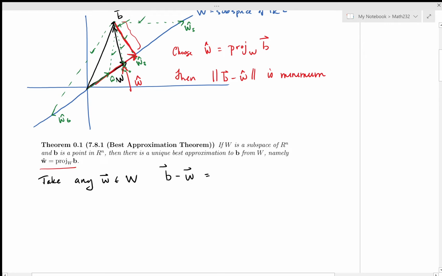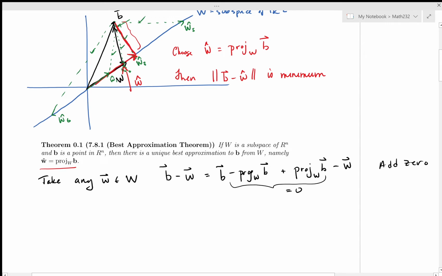We can write B minus W like this: B minus the projection onto W of B, plus the projection onto W of B minus W. Basically here I'm adding 0, right? This is an add 0 statement.